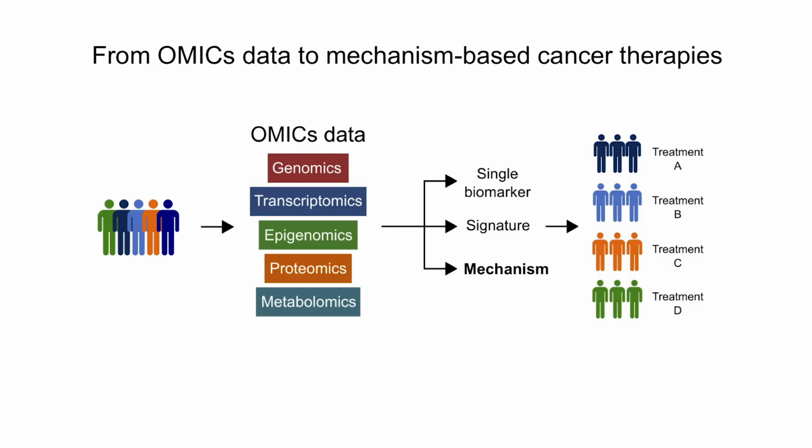Taken together, we claim that we need to combine omics studies with functional data to then, on the one hand, identify biomarkers, and on the other hand, and maybe even more important, understand the mechanisms driving these tumor subtypes to then rationally develop treatment strategies.